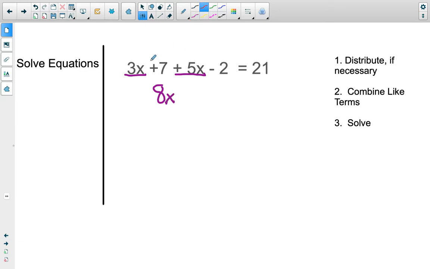Then I have 7 minus 2. Plus 7 minus 2 is 5. So I have 8x plus 5. And that will give me 21. Now you might ask, why didn't I combine the 21? To combine like terms, they have to be on the same side of the equal sign. I can't combine it with this.